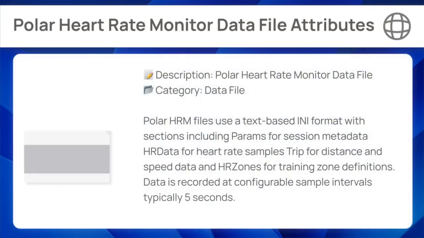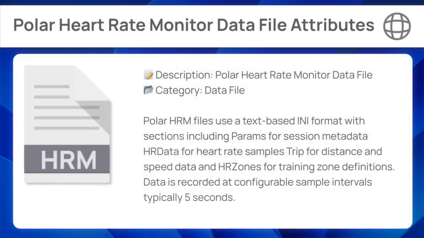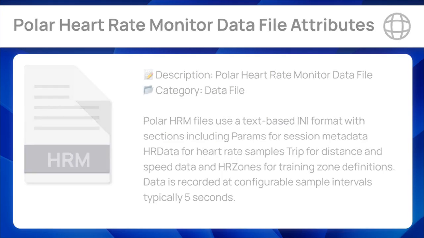Polar HRM files use a text-based INI format, with sections including Params for session metadata, HRData for heart rate samples, Trip for distance and speed data, and HRZones for training zone definitions. Data is recorded at configurable sample intervals, typically 5 seconds.